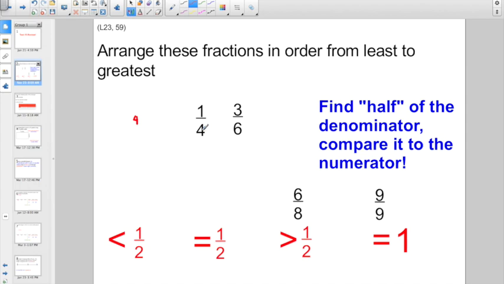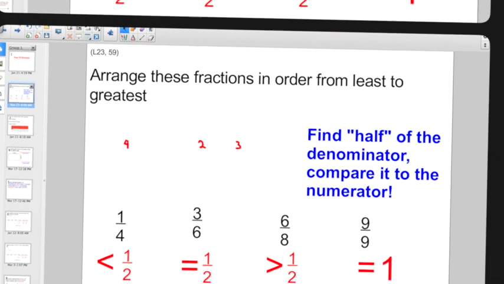Moving on to 1/4. Well, half of this denominator of 4 would be 2, right? Compare it to the numerator. That would be less than 1/2, right? And our last one, if we took a look, half of this 6 would be 3. So that would mean if we're comparing it to that numerator, that is exactly equal to a half, right? So in order from least to greatest, 1/4, 3/8, 6/8, and then 9/9.